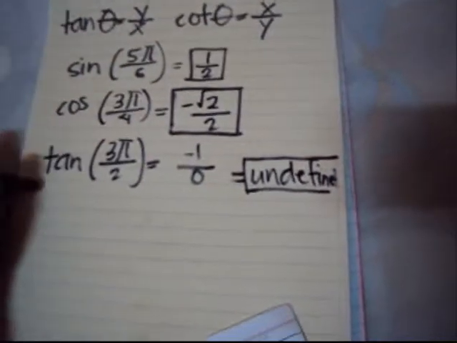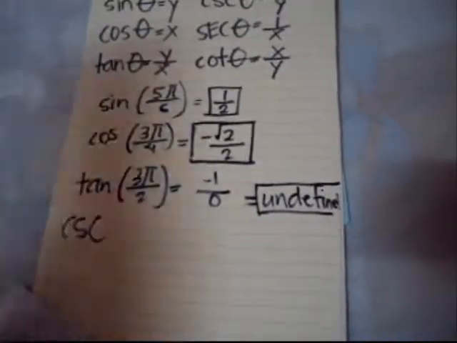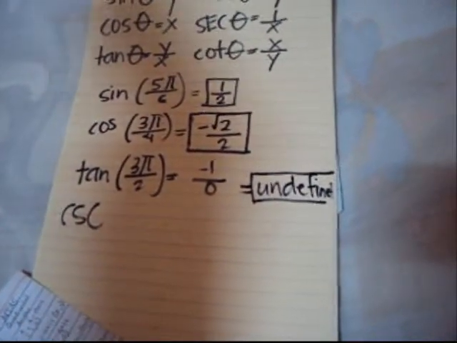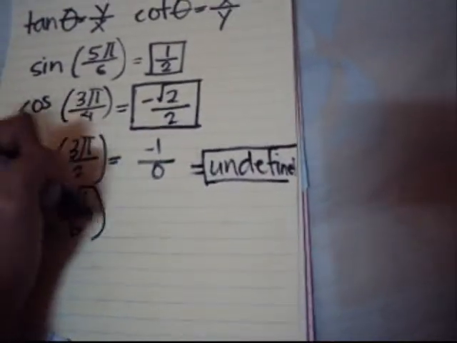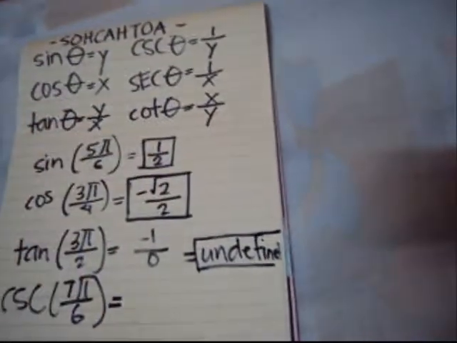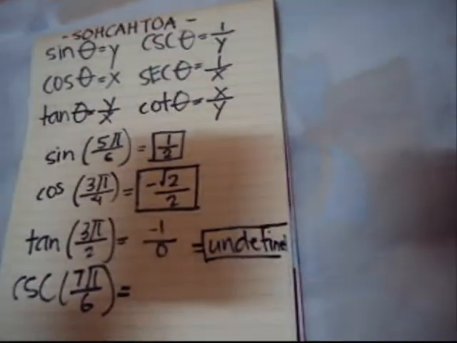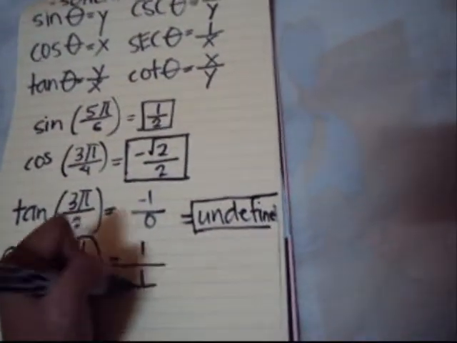For CSC, the example is 7 pi over 6. The formula of CSC is 1 over y. So in our index card, 7 pi over 6, the y is 1/2. So it will be 1 over 1/2. And since 7 pi over 6 is in quadrant 3, this is negative.